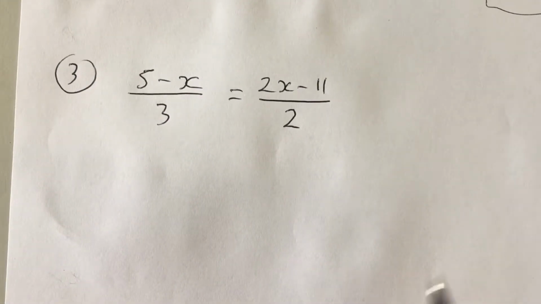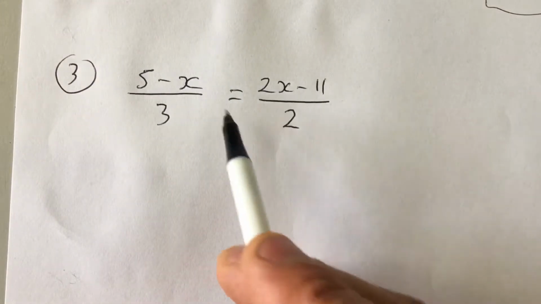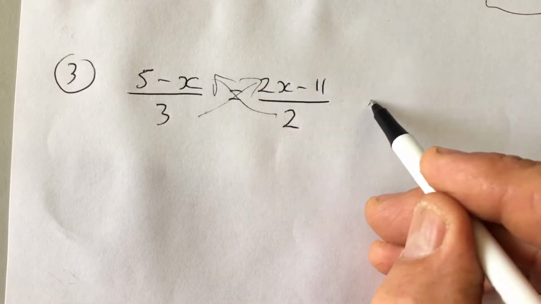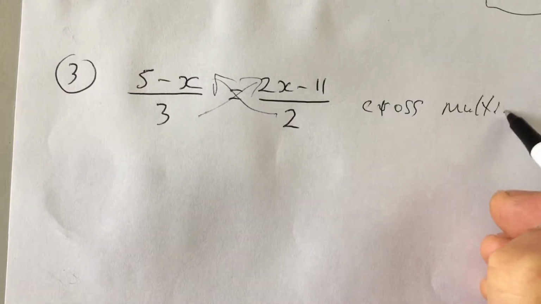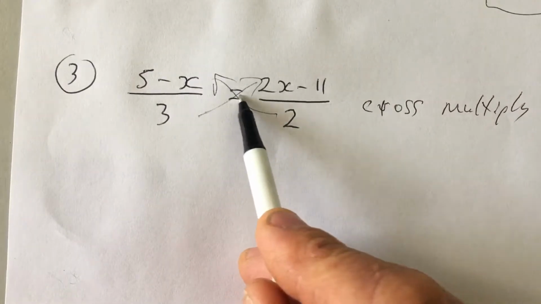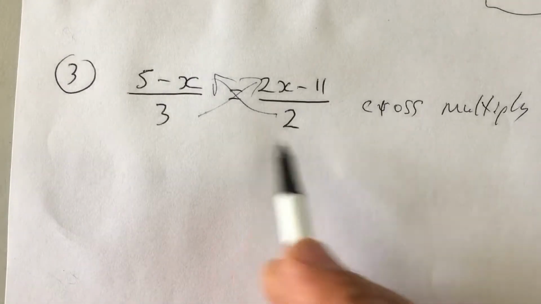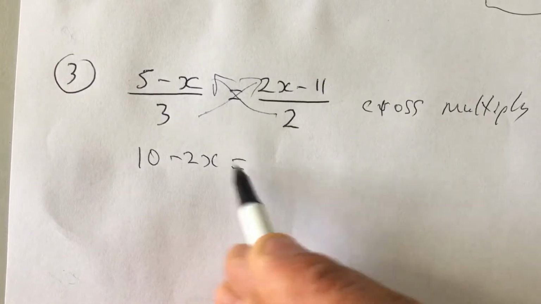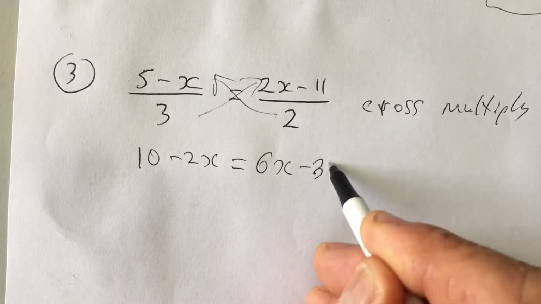Now this one's here because when you have just one equals and a fraction on each side, you can take a shortcut, which is called cross multiply. So this is what I'm using here, cross multiply. And it only applies if there's a fraction and no number added to the end. So anyway, so that goes up there and you multiply them both by 2. 10 minus 2x equals, times both things here by 3, 6x minus 33.